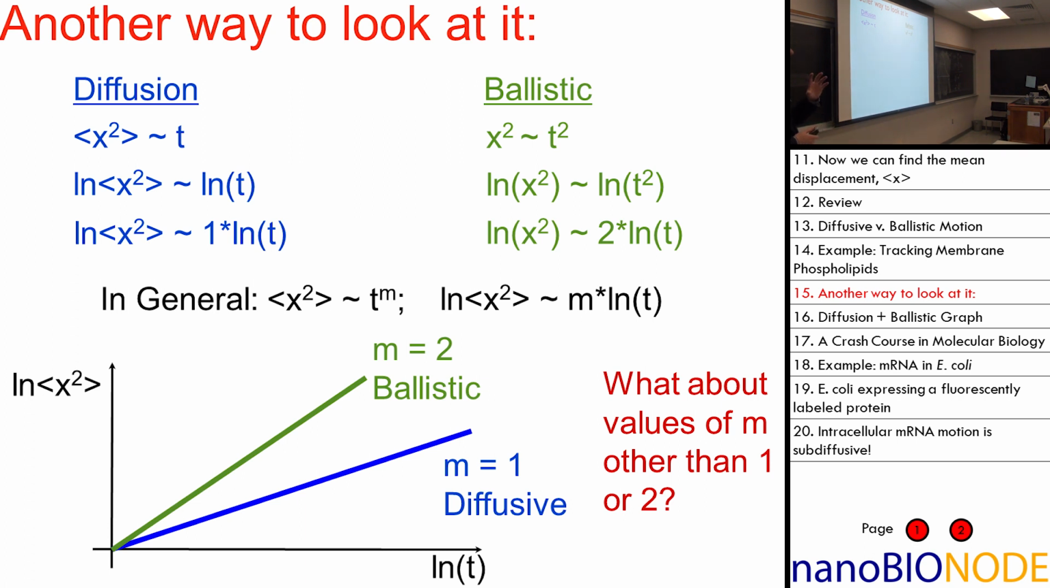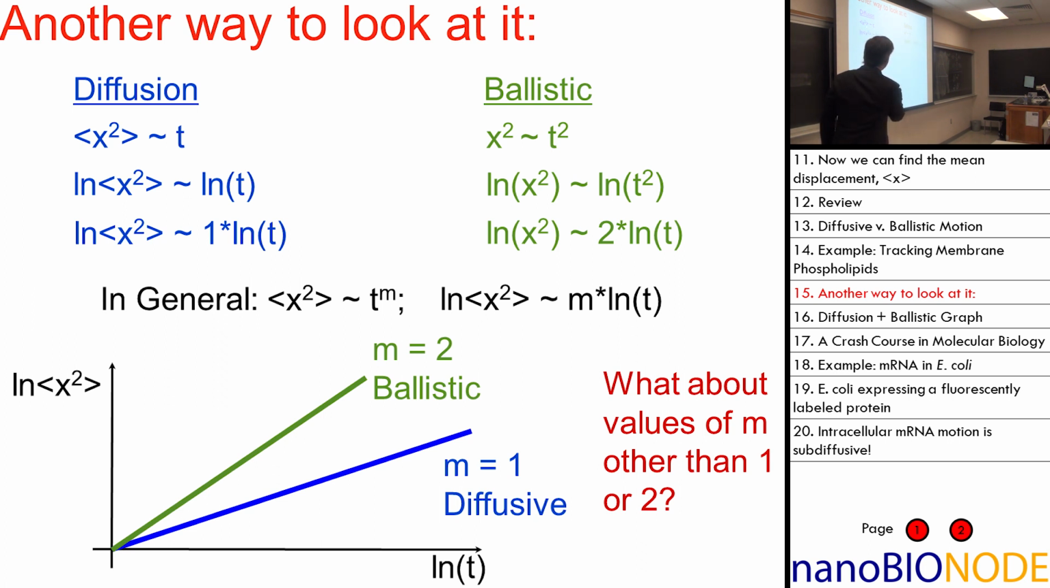All right, now let me show you one other way to look at this exact same equation. Essentially another way to show you what the difference between diffusive and ballistic motion is, and to show you that you can actually get combinations of these. Sometimes you can measure motion which isn't purely diffusive or purely ballistic, but some combination. Okay, so again, let's start with our equation for diffusion, which says that the mean squared displacement is proportional to time. And for deterministic ballistic motion, the mean squared displacement is proportional to time squared.